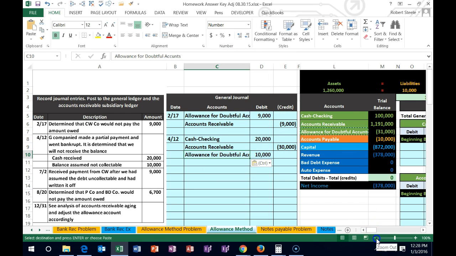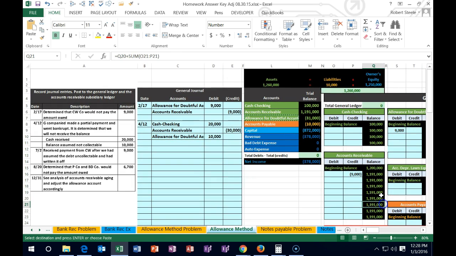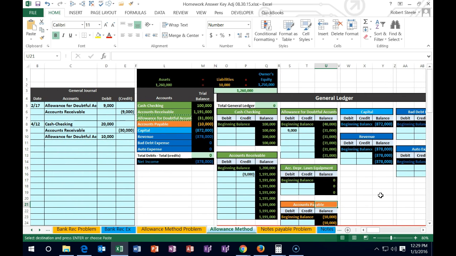I'm going to go to the taskbar. I'm going to bring this down to about 80. Then we'll scroll over here and post this. So cash, first account. Cash is here. Cash is our top account on the trial balance. Cash is the first account on the general ledger.